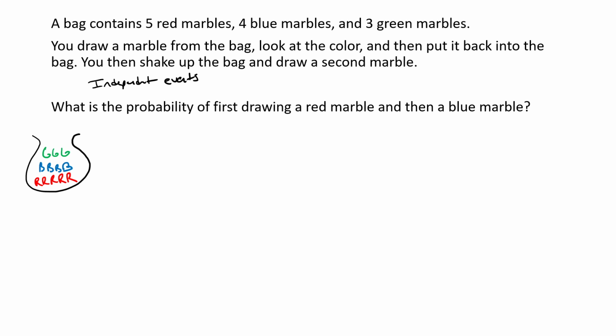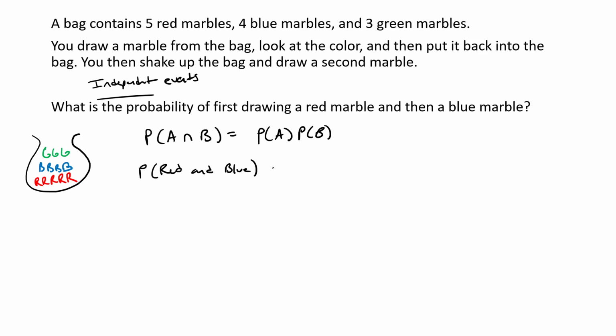So what is the probability of first drawing a red marble and then drawing a blue marble? We said for independent events, P of A and B is simply the probability of A times the probability of B. But that only works if we know the events are truly independent. So what is the probability of red and blue, and we'll just say, to keep this easy, in that order? First a red marble and then a blue marble, we simply need to find the probability of red and multiply that by the probability of blue.